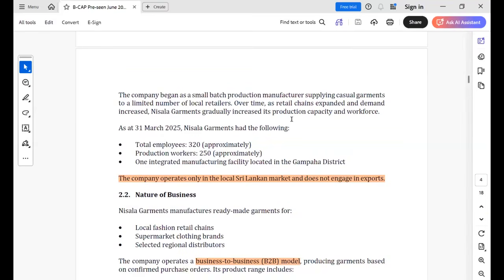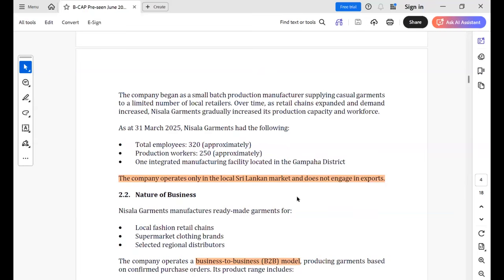So over time, the retail chain expanded and demand increased. The Nisala garment gradually increased the production capacity and workforce. So obviously, as with other entities, the demand is increasing, so they have expanded their production, right? And also they expanded their workforce as well. So at the moment, what we are considering is as at 31st March, right? As at 31st March, they had total employees of 320, from which production workers were 250. So the balance is executives, right?